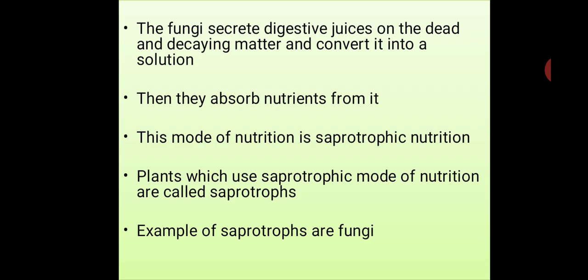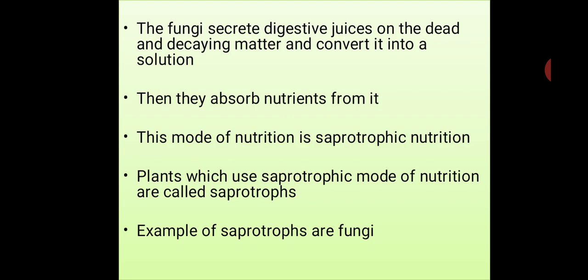The fungi secrete digestive juices on the dead and decaying matter and convert it into a solution. Then they absorb nutrients from it. This mode of nutrition is saprotrophic nutrition. Plants which use saprotrophic mode of nutrition are called saprotrophs. Examples of saprotrophs are fungi. Plants which use saprotrophic mode of nutrition are called saprophytes.